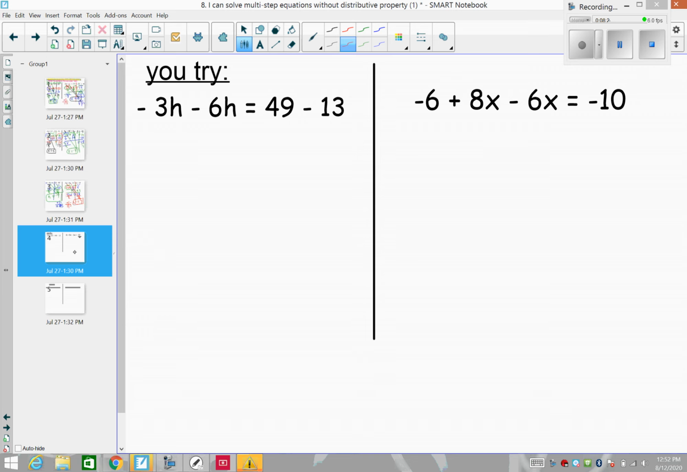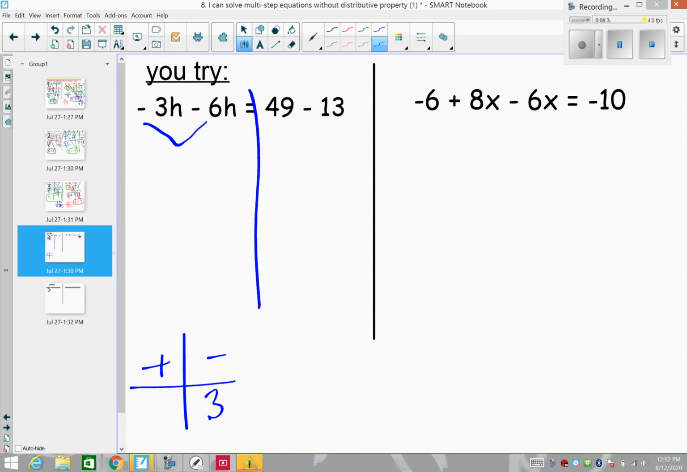Okay, guys, so you should have had enough time to give both of those a shot. On the left-hand side, if we were to tug of war this, we end up with 3 players on team negative and 6 players on team negative, which results in 9 players on team negative. The variable is H.